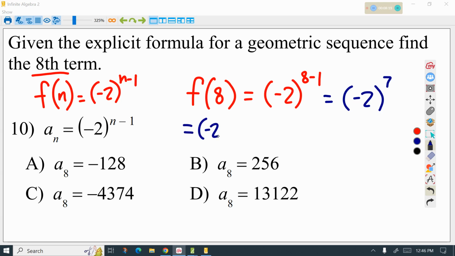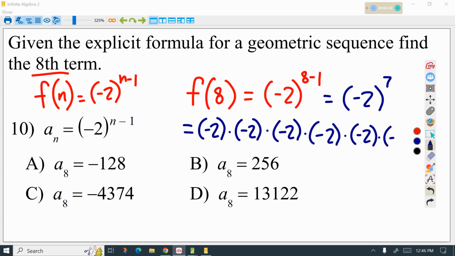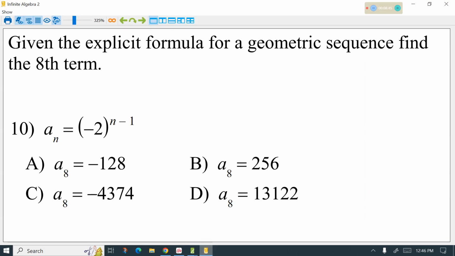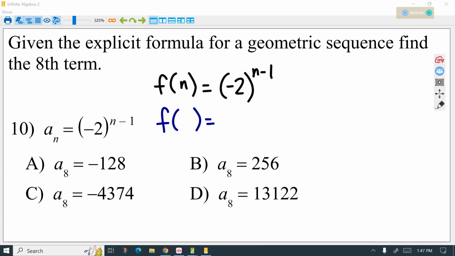Negative 2 times negative 2 times negative 2 times negative 2 times negative 2 times negative 2 times negative 2. So in this case, we can see that we'll find our answer, but again, you should use a calculator to do this. So here we go. You guys should find that your answer is negative 128.